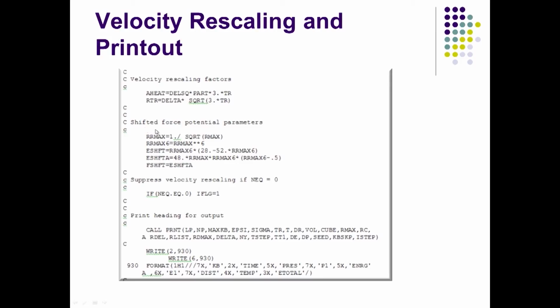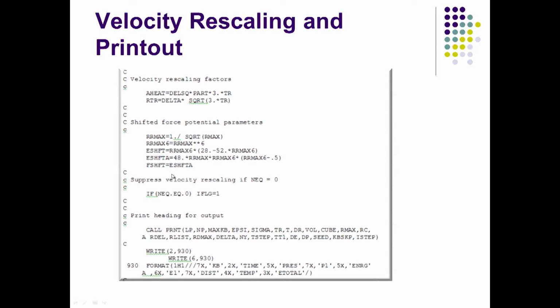Now, we use the shifted force potential parameters to make sure we can provide velocity based on the differentiation of the Lennard-Jones parameter. In order for us to calculate the velocity and provide that equipartition velocity, we have to calculate the shifted force potential, whose first differential gives us the velocity.